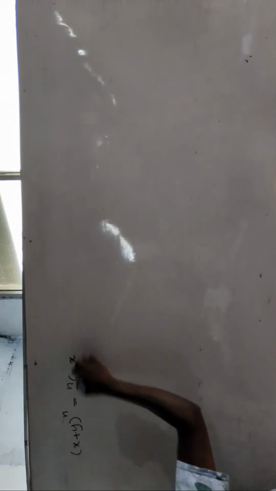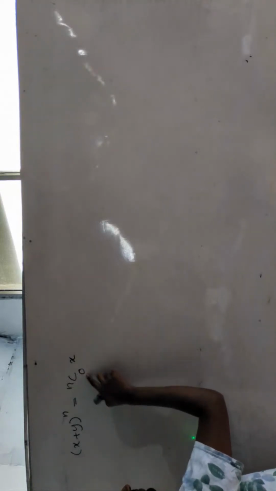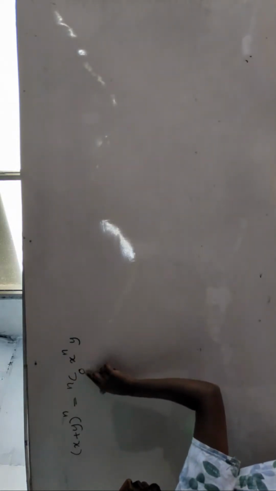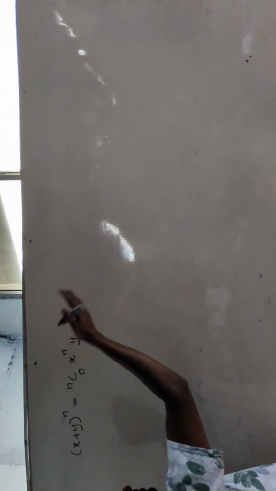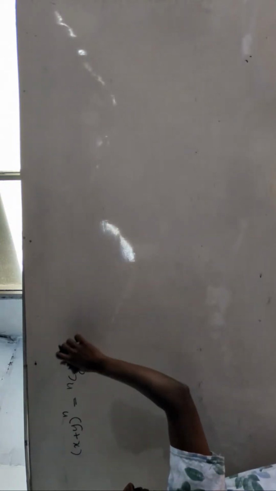So like this, we can write down the coefficients, starting from nC0. Then I write down x, the first term. The power of x is the difference of these two numbers, that means n minus 0, which is n. And the power of the next term is 0. What does power 0 mean? It is just 1, so I'm not going to write that down here.